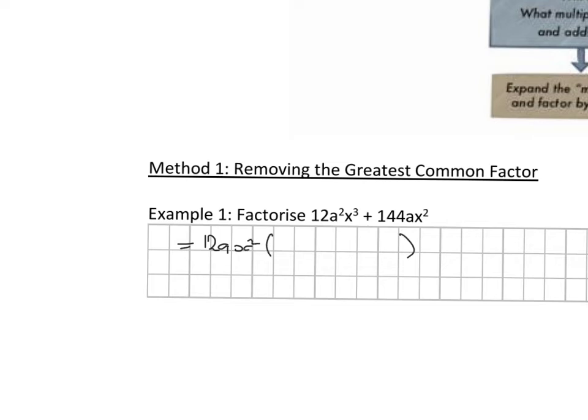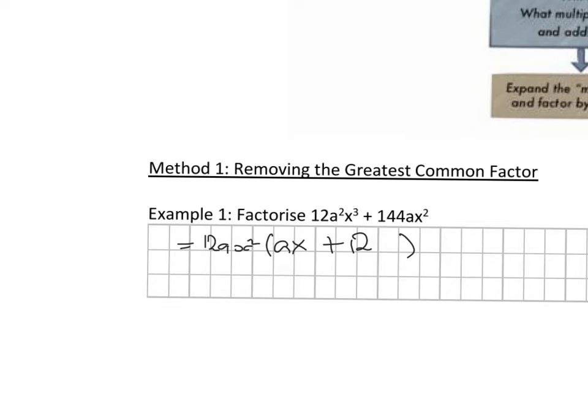Then I'm going to go, well, what's left over there? Another way you might like to think of that is, what do I need to multiply 12ax squared by to get 12a squared x cubed? And obviously I need a and x. And then what do I need to multiply 12ax squared by to get 144ax squared? That's going to be 12 and just 12.